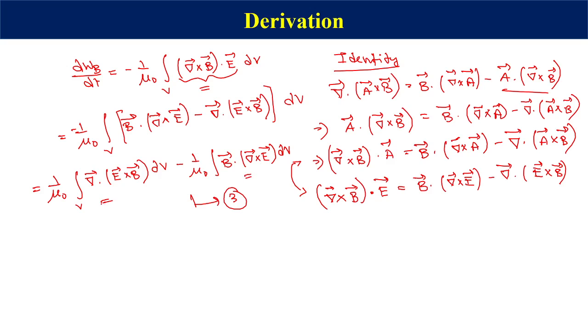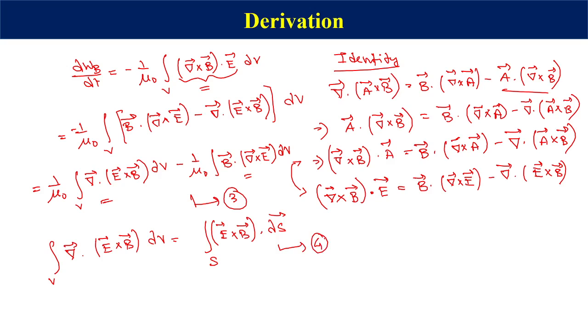Anyway, now in this case the first term is clearly applicable under Gauss divergence theorem, which is nothing but the volume integral of divergence of a quantity. So we can clearly convert it into a surface integral. So we wish to write it as the volume integral of del dot (E cross B) dV, that's equal to the surface integral of (E cross B) dot dS, where this is a surface integral over S. So let's write it as equation number 4.